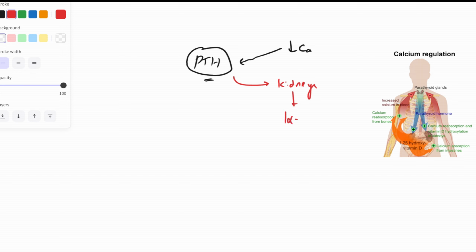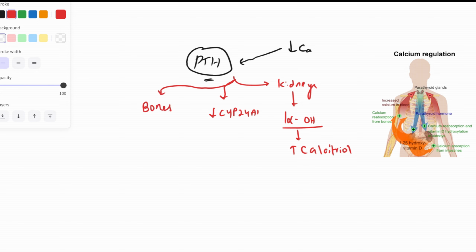PTH acts directly on the kidney to dramatically stimulate the expression and activity of 1 alpha hydroxylase enzyme, which is, if you recall, present in the proximal tubule cells. This leads to increased calcitriol synthesis. PTH also decreases the activity and expression of CYP24A1, which further boosts calcitriol levels by reducing its breakdown.